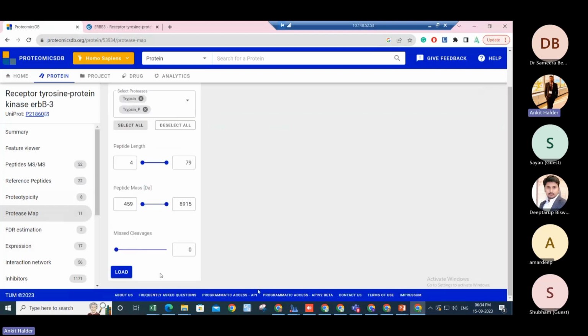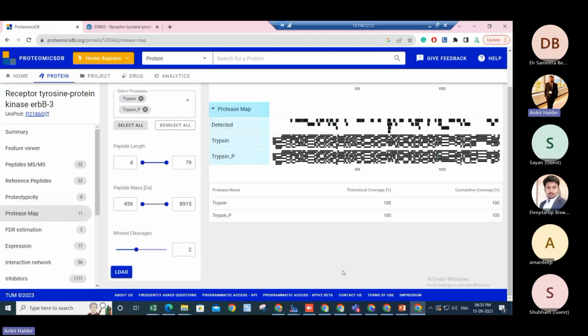Then there are your missed cleavages. How many missed cleavages will you allow? Ideally, it should be 0, so that your trypsin doesn't miss any place where it should cut. But generally, we allow up to 2 missed cleavages.